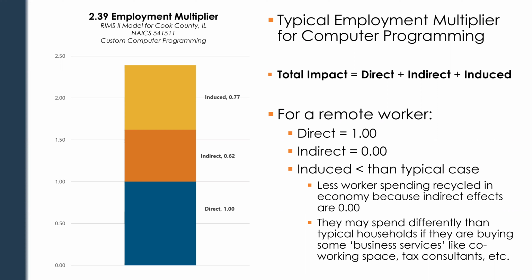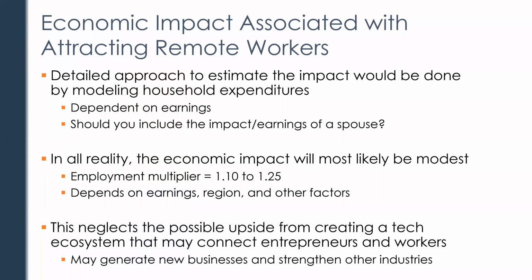But I think generally speaking, you can assume that you can't use the same multiplier, right? So don't try to use the 2.39 to represent this impact of your new remote worker that's a programmer, right? So I think a detailed approach to estimate the impact would be done if we looked at the household expenditures of the remote workers. So it's going to be dependent on the earnings, and you can also consider whether or not you include the impact or the earnings from a working spouse.